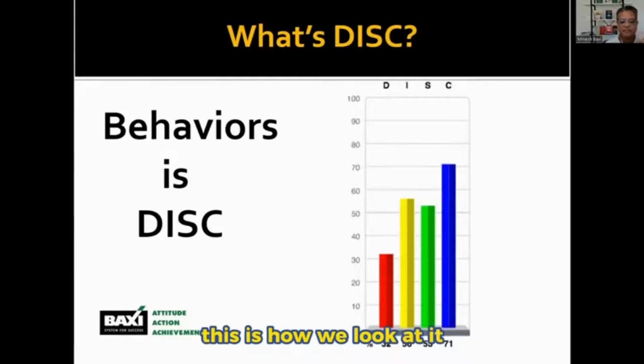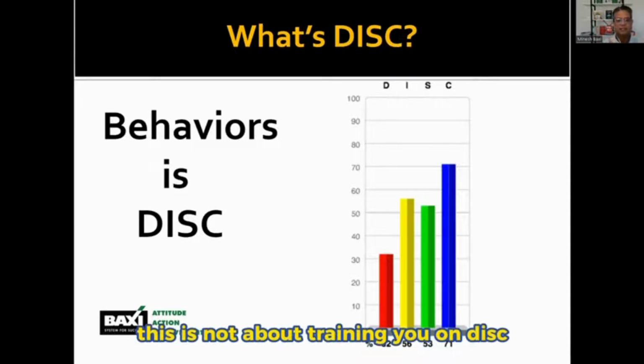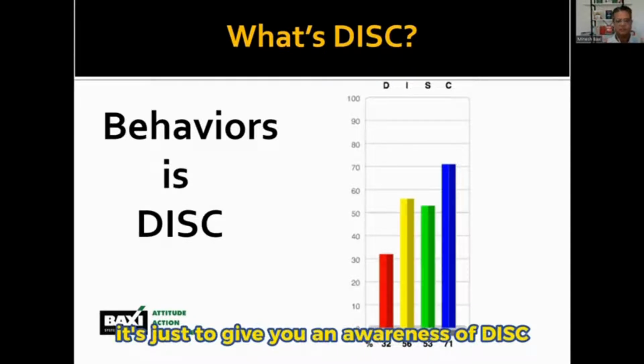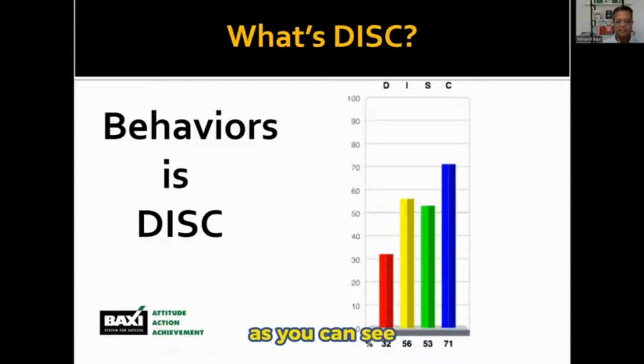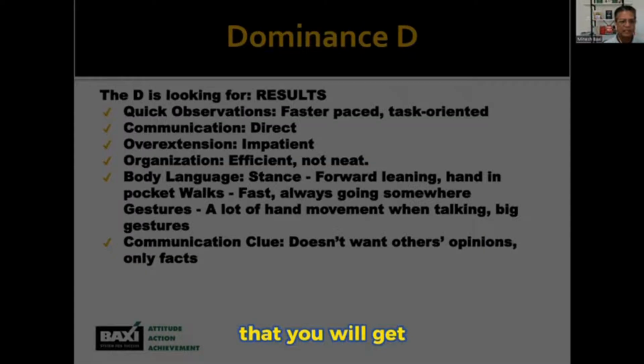Now, behaviors, this is how we look at it. There are D, I, S, and C, and I'll give you a quick, very short overview. This is not about training you on DISC. It's just to give you an awareness of DISC. As you can see, there are 4 colors here: D, I, S, and C, and you get a chart like this in the report that you will get.